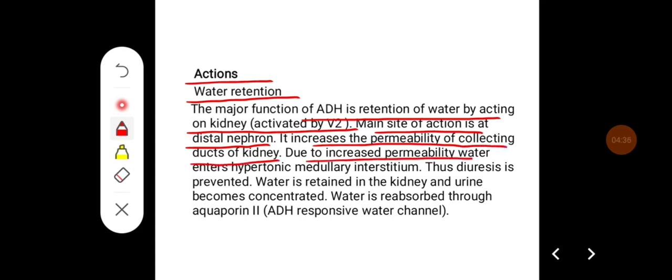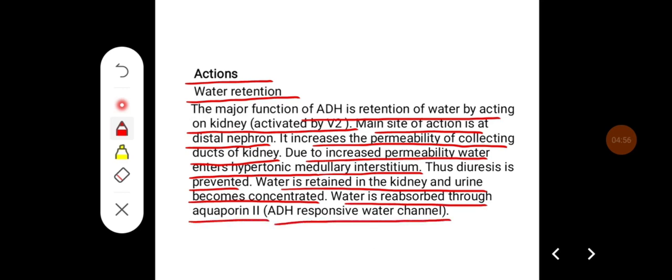Due to the increased permeability, water enters the hypertonic medullary interstitium. Thus, diuresis is prevented. Water is retained in the kidney and urine becomes concentrated. Water is reabsorbed through the aquaporin 2 channels, which are ADH responsive water channels.